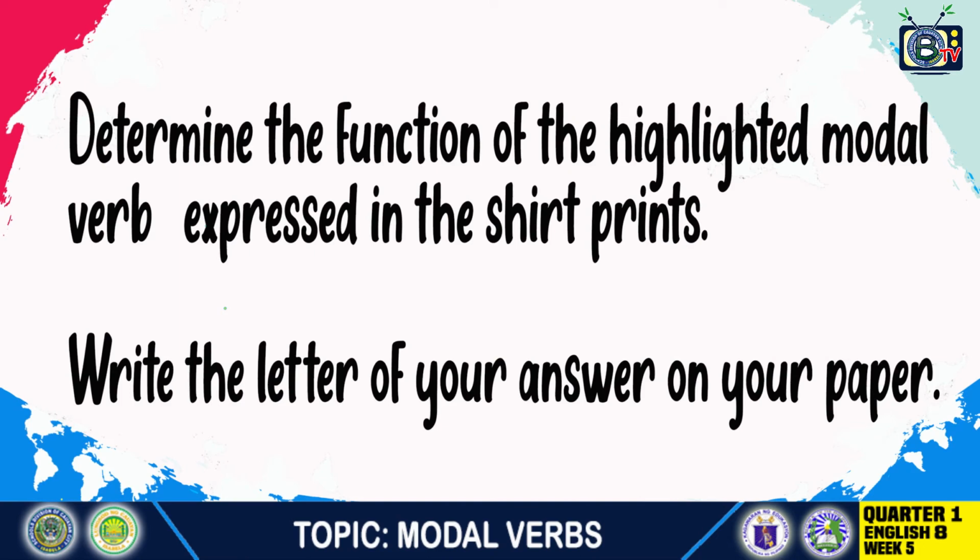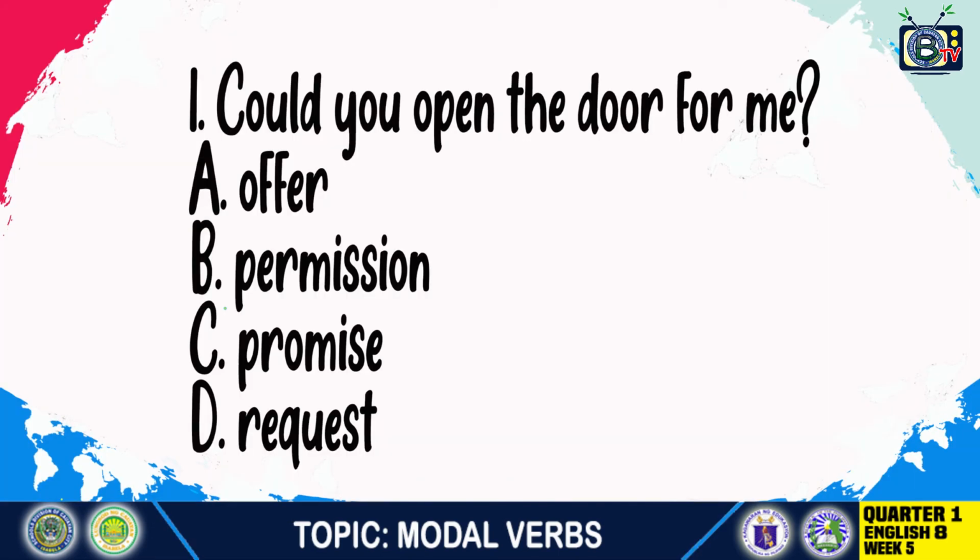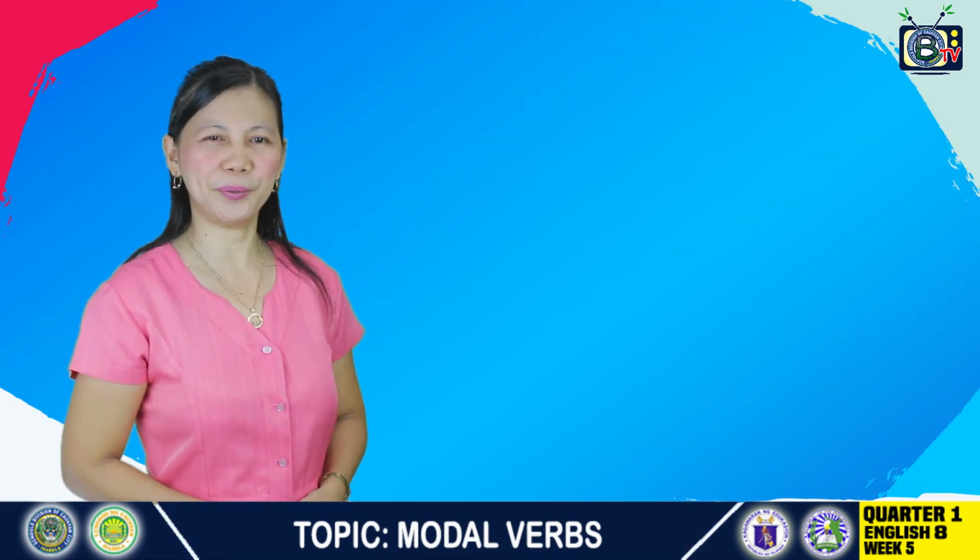Determine the function of the highlighted modal verb expressed in the shirt prints. Write the letter of your answer on your paper. Number 1. Could you open the door for me? A. Offer. B. Permission. C. Promise. Or D. Request. I repeat. Could you open the door for me? A. Offer. B. Permission. C. Promise. Or D. Request.